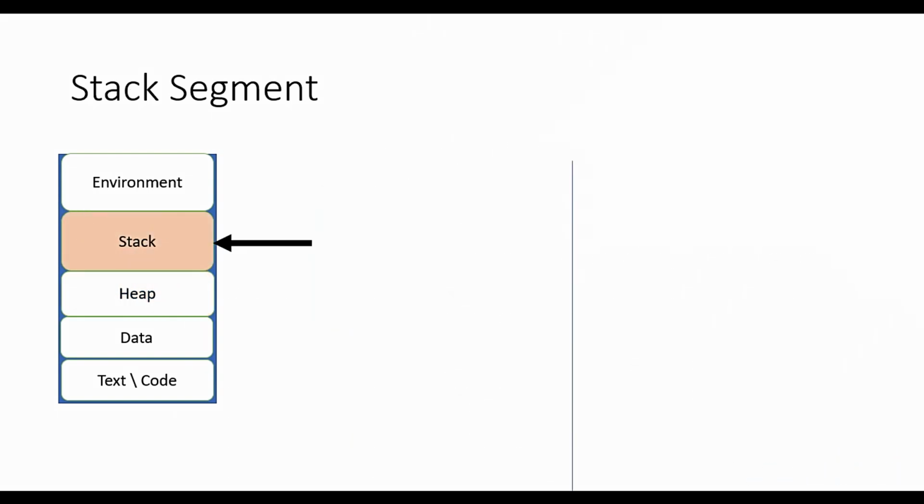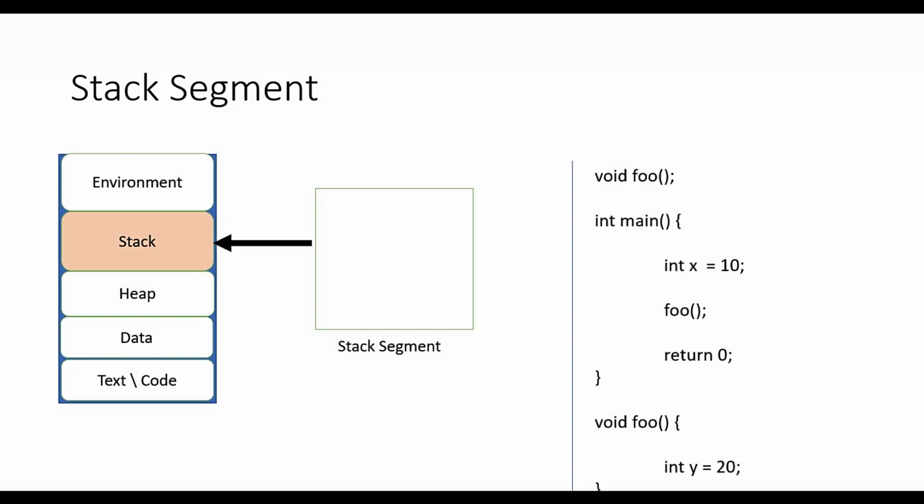Now next we'll see the stack segment, and we'll try to understand the functioning of the stack segment with the help of an example program. So let's say we have a program which has a function called foo, and the foo function has a local variable y. Main also has a local variable x.